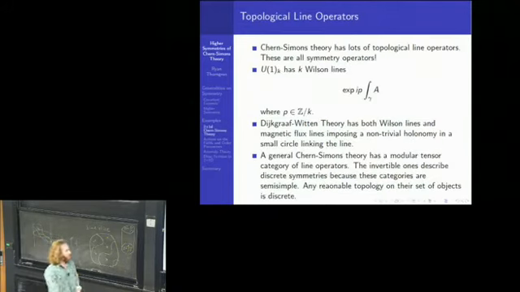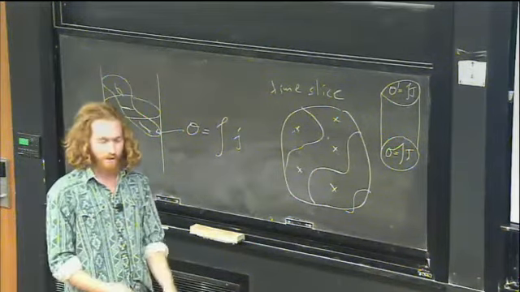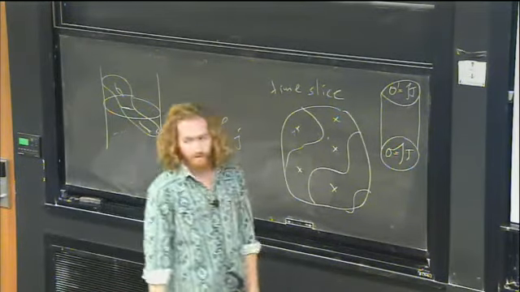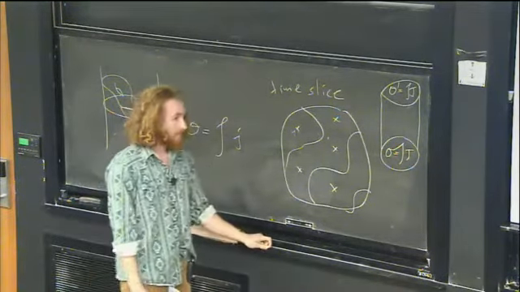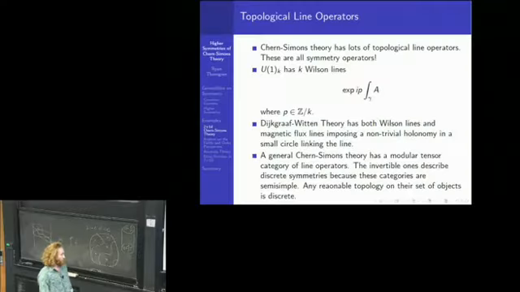Okay, so anytime we have a codimension 1 operator that is topological, we have a symmetry. So if we have a codimension 2 operator that's topological, we can also try to interpret that as a symmetry. And one theory that has lots of topological line operators, so now we're down to 2 plus 1D for a little bit, is Chern-Simons theory.